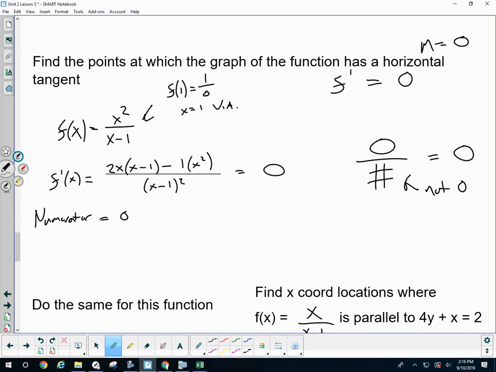All right, I'm going to go ahead and distribute to simplify. We will have to simplify to solve these equations. So 2x times x minus 1 becomes 2x squared minus 2x minus x squared. This becomes x squared minus 2x. Factor out an x, x minus 2. I get two solutions when x equals 0 or 2.